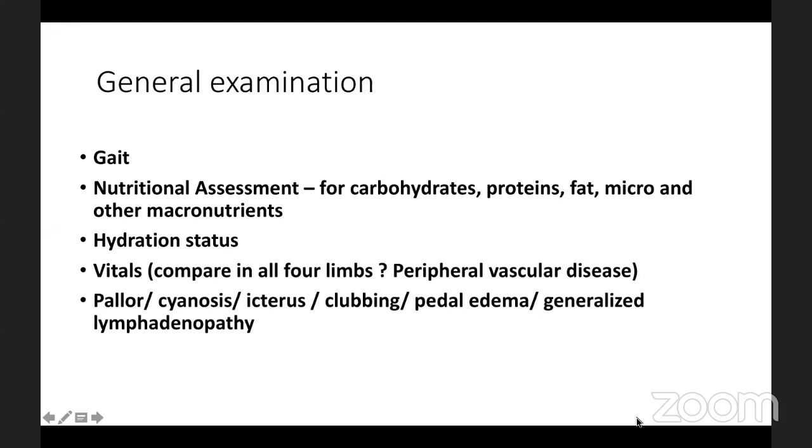But pitting is usually classical for fluid. It can happen in anemia, in hypoproteinemia. It can happen in cardiac disorders. We know that, and so the terms are very specific.